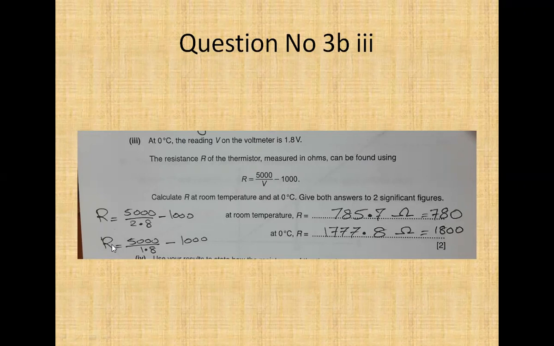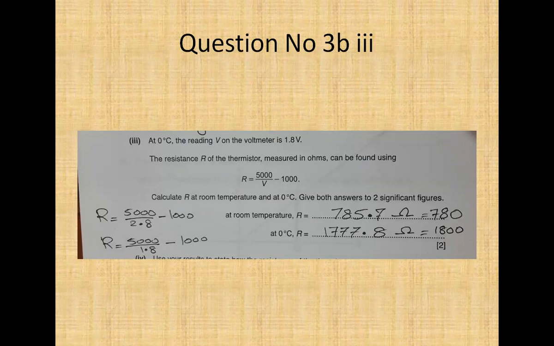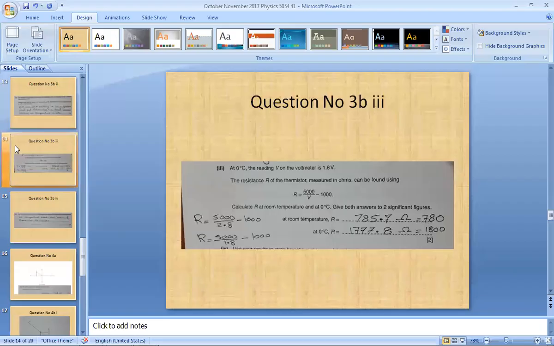So at the ice point, our 0 degree centigrade, the R will be 5,000 divided by 1.8, because the V value was 1.8 when you subjected the thermistor to the ice. So 5,000 divided by 1.8 minus 1,000 equals, that will be 1777.8. So it will be approximately 1800 ohm. 1800 ohm. So this can be rounded off to 790 also. Okay, remember that.